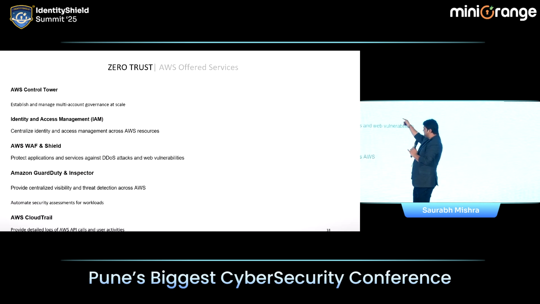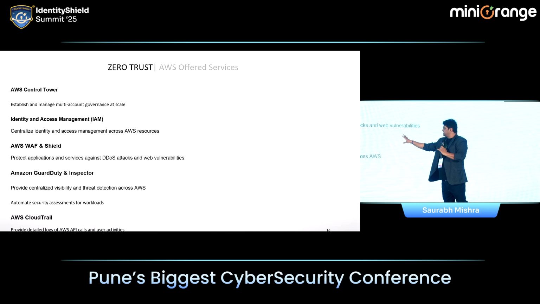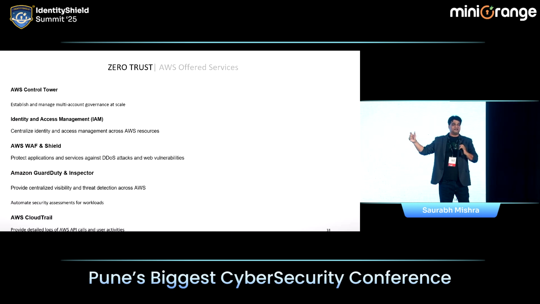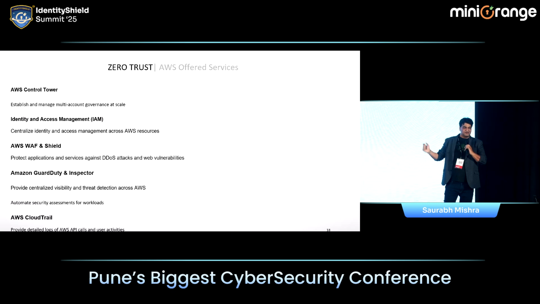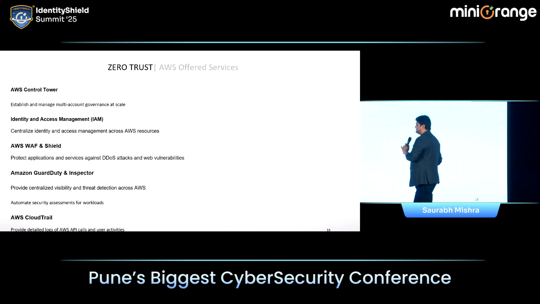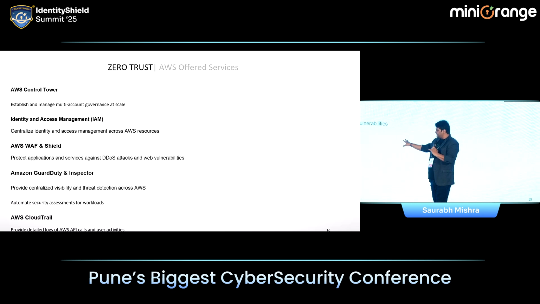Then we have IAM, WAF and Shield. WAF is protection against DDoS attacks, and Shield is an advancement of WAF. There are so many conditions, access rules or policies you can embed in Shield. Then we have GuardDuty and Inspector, and then CloudTrail.